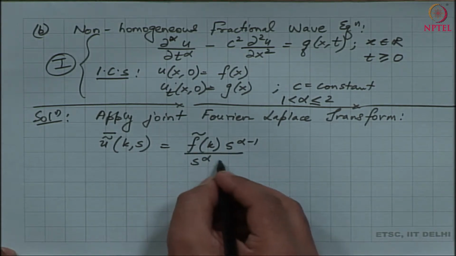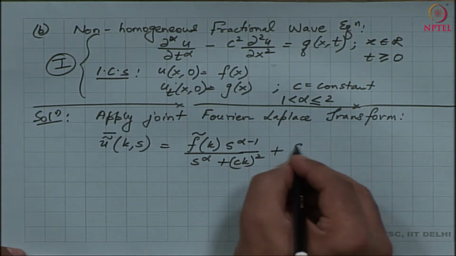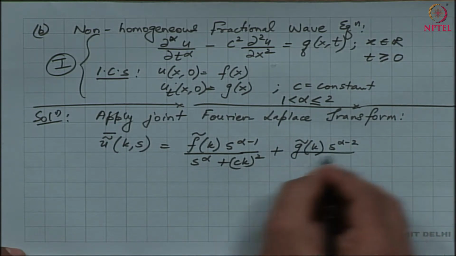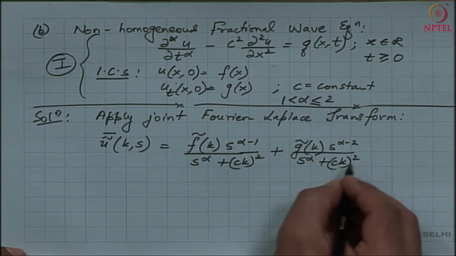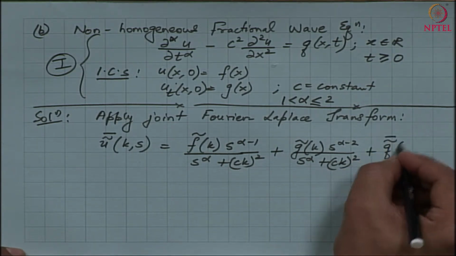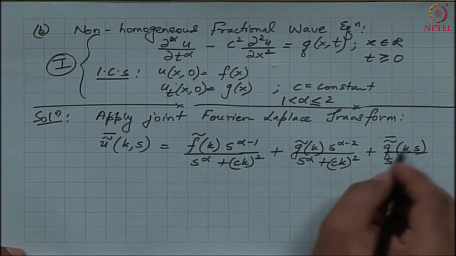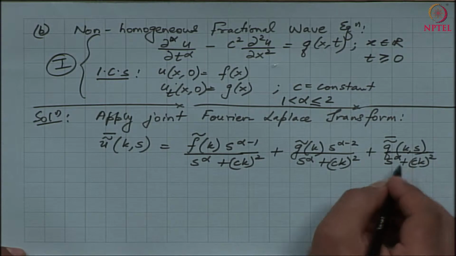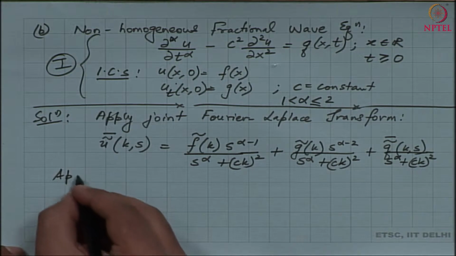divided by s to the power alpha plus c k squared, plus g tilde of k times s to the power alpha minus 2 divided by s to the power alpha plus c k squared, plus q tilde bar of k comma s. That is my forcing on the right hand side, the Fourier Laplace transform of the forcing, divided by s to the power alpha plus c k squared. Then let us start to apply the inverse transform.